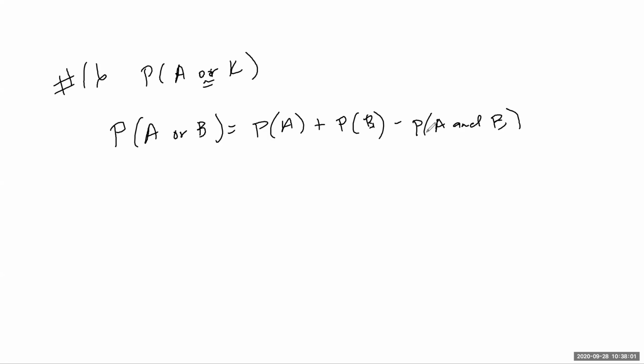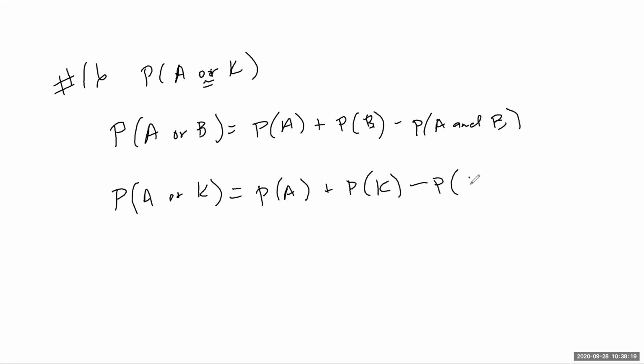So this question asks, what's the probability of an ace or a king? That is, according to our rule here, the probability of being an ace plus the probability of being a king minus the probability of being an ace and a king. The probability of choosing an ace: there are 4 aces in a deck of cards, and there are 52 cards. The probability of drawing a king: there are 4 kings in a deck, and 52 cards. We're not reducing the size of the deck because this is not successive events. This is just one event.